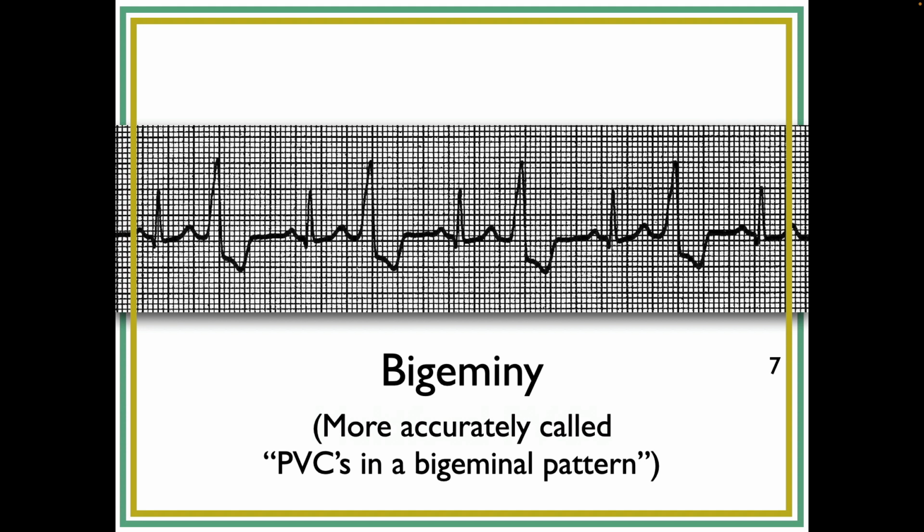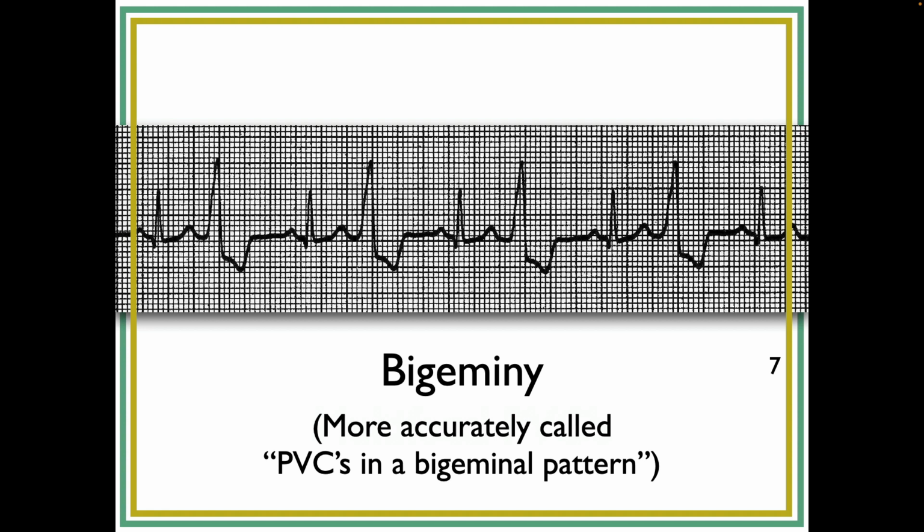But bigeminy simply means every other, that's all it means. And it could be PACs. You could have PACs in a bigeminal pattern. So again, it's more accurate to say PVCs in a bigeminal pattern, but everybody just says bigeminy. If you have this on a test, I don't want you to call this bigeminy because I don't think it's accurate. What I want you to say is the underlying rhythm with PVCs, or with every other PVCs, or you can say 1, 2, 3, 4, 5 PVCs, or you can say PVCs in a bigeminal pattern. But don't call it bigeminy because I just don't think it's accurate.